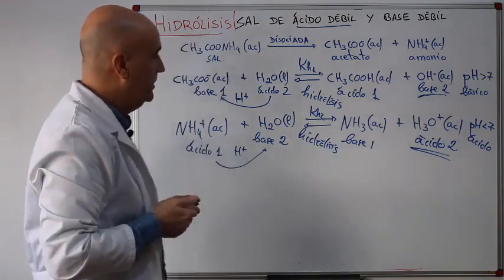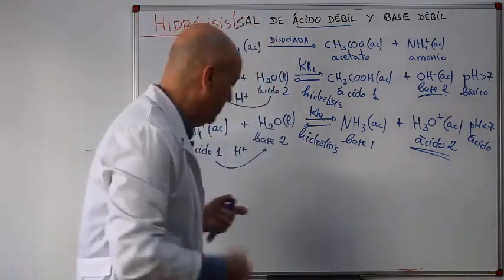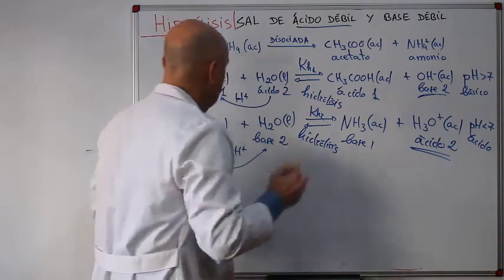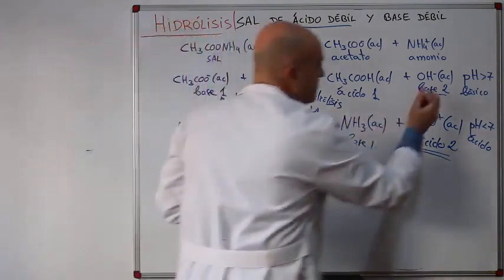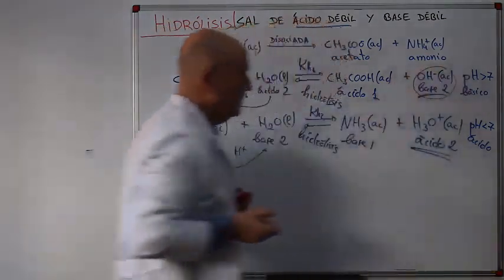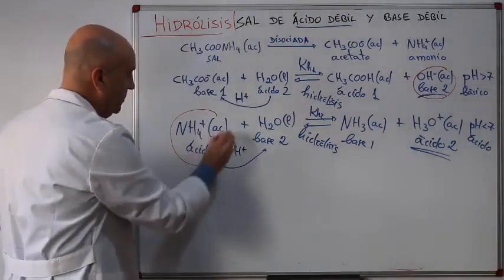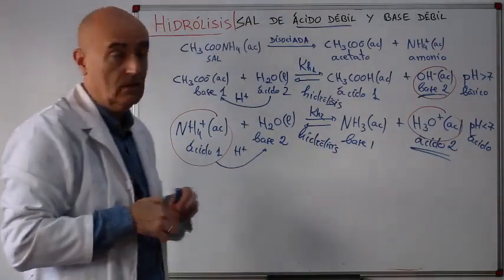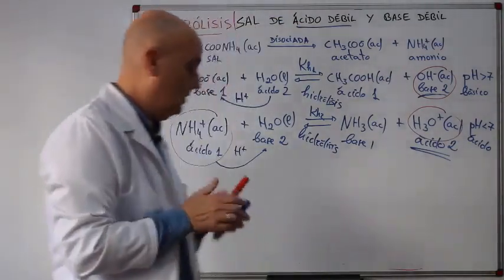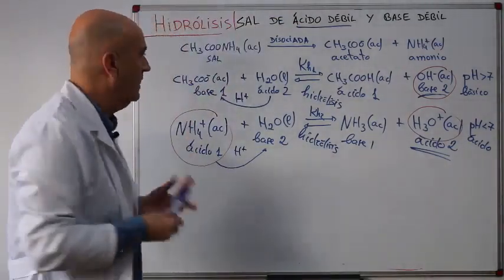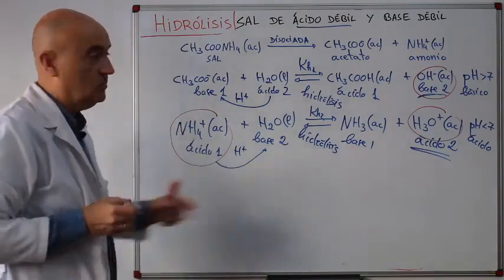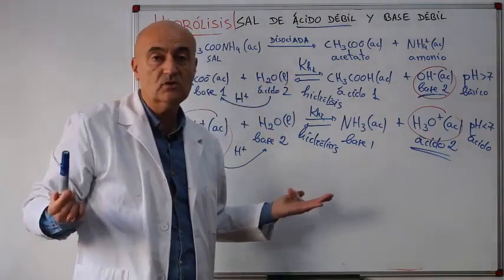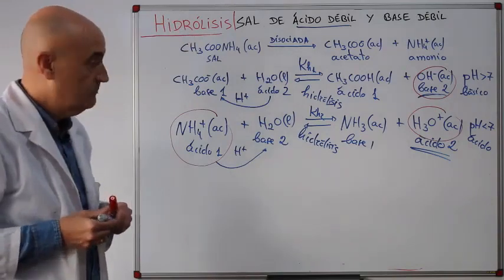And I have two opposing options. On one hand, because of this acetate base, we are increasing the amount of hydroxides. And on the other hand, because of ammonium, we are increasing the amount of protons. So, who's going to win? Whoever wins takes the pH to its side. Then, it depends on which equilibrium wins, by its constant. Whoever has the higher hydrolysis constant wins.